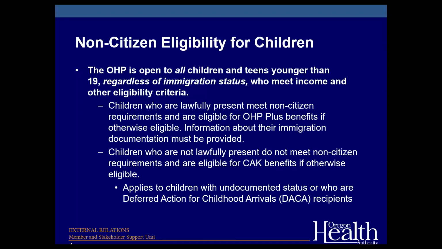Non-citizen eligibility for children. Effective January 1st, 2018, Senate Bill 558 in 2017 opened the Oregon Health Plan, OHP, to more children and teens younger than 19, regardless of their immigration status. The Senate Bill 558 population includes those with Deferred Action for Childhood Arrivals, which is DACA, or undocumented status, and those previously eligible only for Citizen Alien Medical, which is CAWM or CAWM Plus for pregnant teens or children.